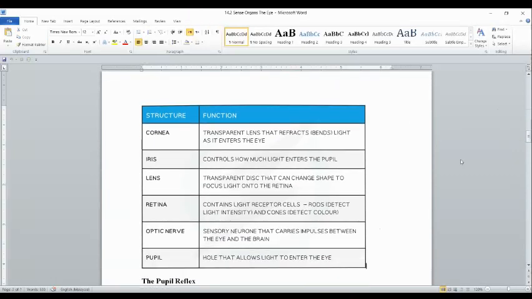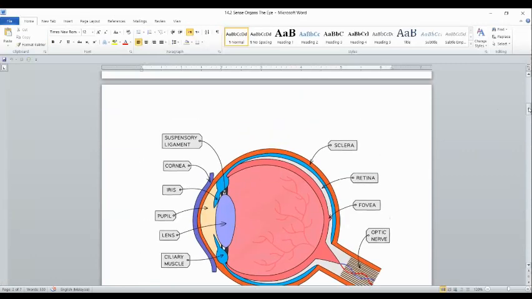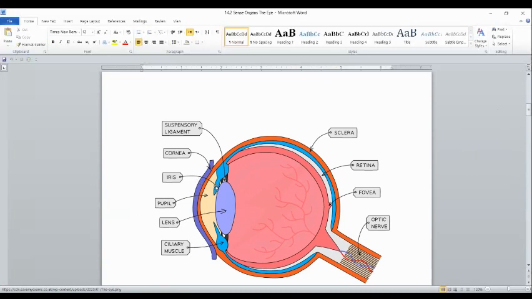Then we have the iris. The iris controls how much light enters the pupil. It means the light intensity is controlled by the iris. There are ciliary muscles also attached to it. The iris controls the amount of opening here. It can close, so the entrance becomes a smaller hole, or it pulls away, so it opens up. Then the entrance where light enters is bigger, so more light enters. So it controls the amount of light that enters the eye.